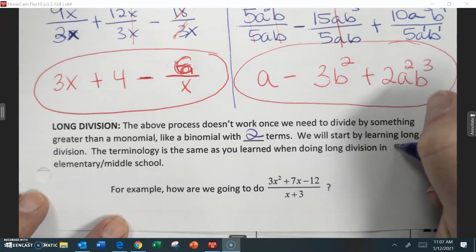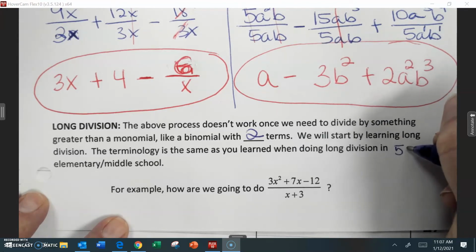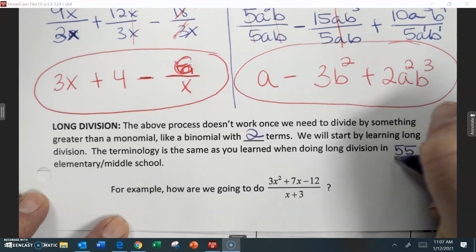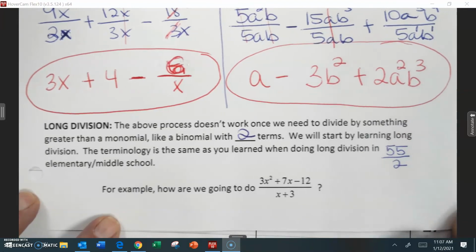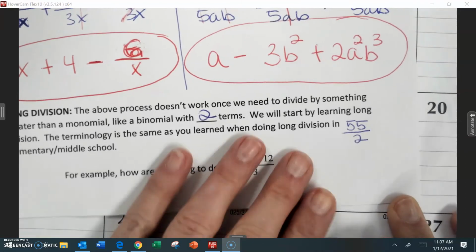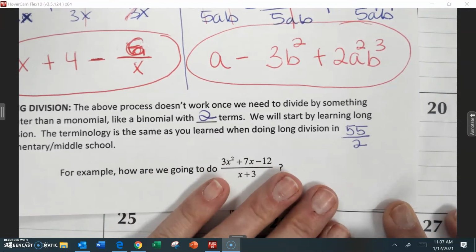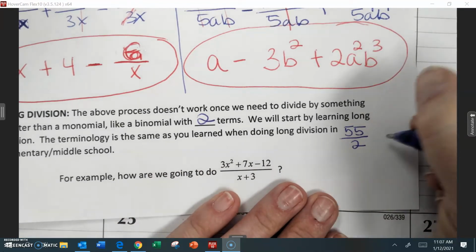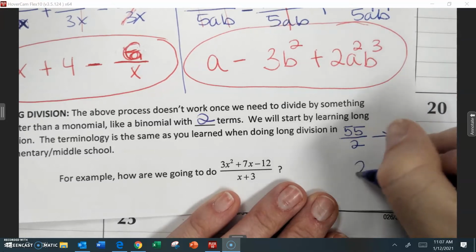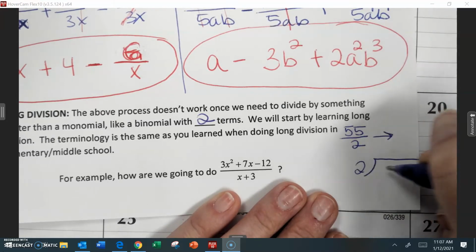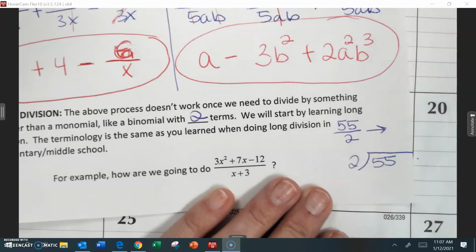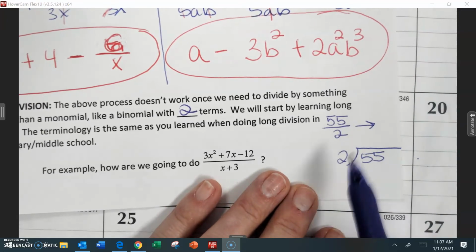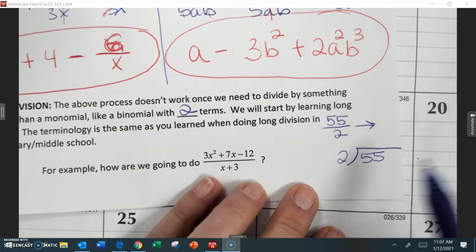Look up here. Let's say you were asked to do 55 divided by 2. Does everybody remember 55 divided by 2? Now, do you remember when you set that up for long division? That's not a square root sign, that's a long division sign. Do you remember doing stuff like this? Oh, buddy, right? That's what we're going to get into.